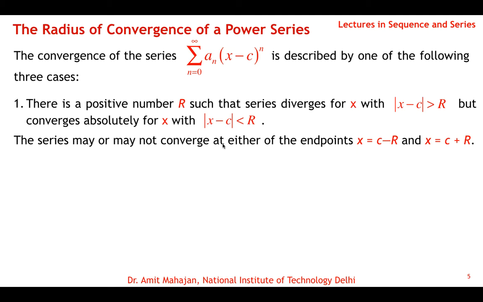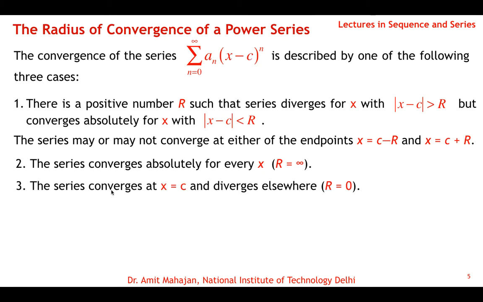The second possibility is that the series converges for all x. In that case this r will be infinite. And the third possibility is that the series only converges at the center, at x equal to c. So the series converges at x equal to c and diverges everywhere else, so r is equal to 0 in that case.